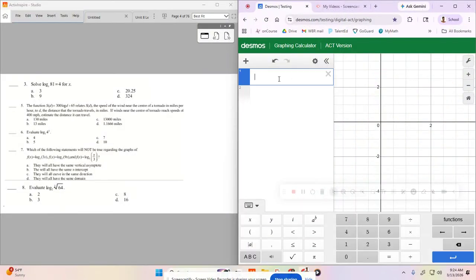Next one is a log problem. Solve log base 3 of 81 equals 4 for x. Desmos knows logs, y'all. Isn't that great?